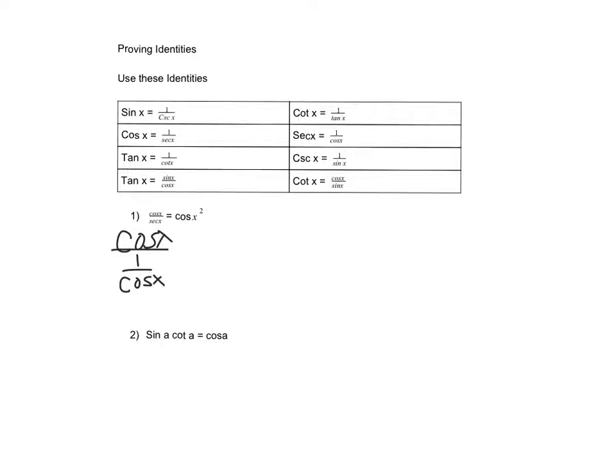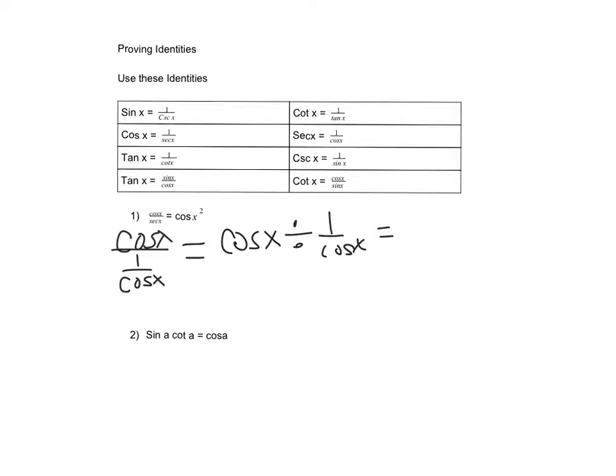Okay, now I'm not going to touch this side. I'm not going to touch the cosine squared x part. All right, I'm going to change. Now this is just algebra, so this is a division problem. Right now I have cosine x divided by 1 over cos x.